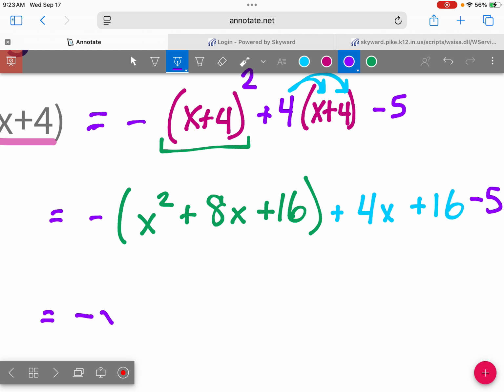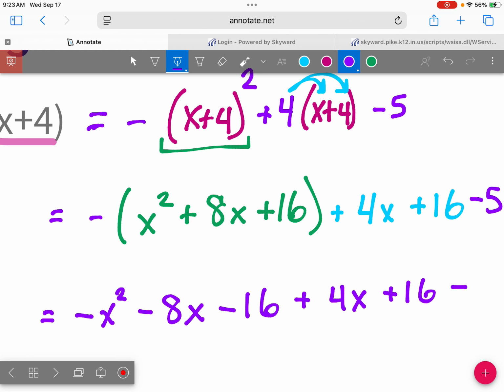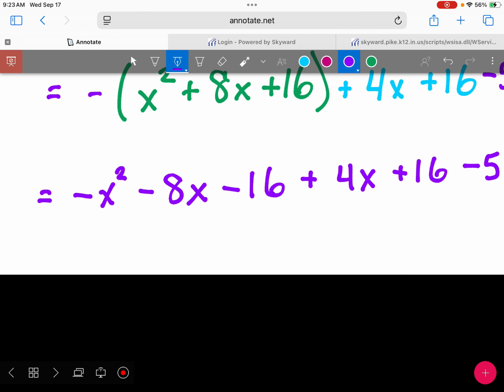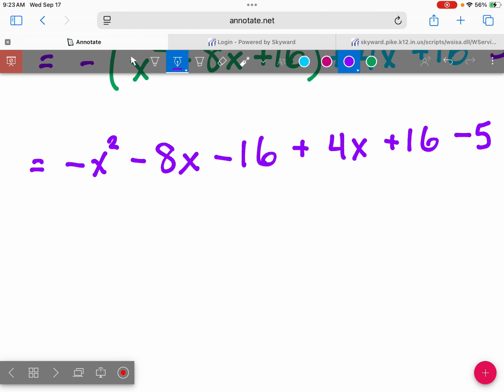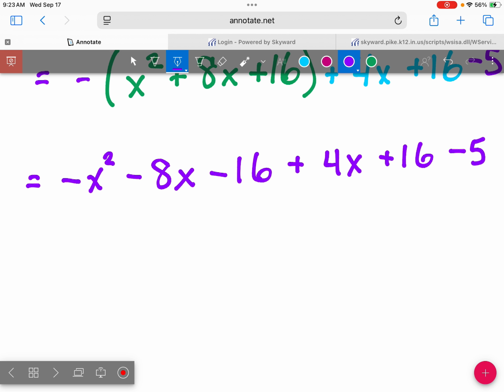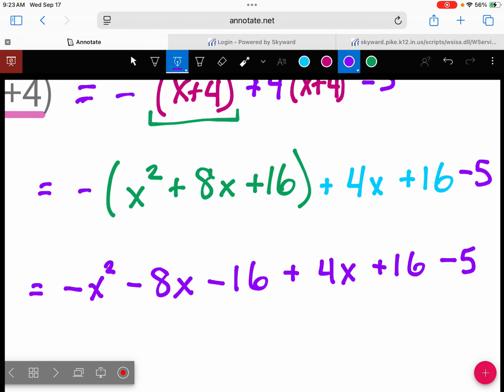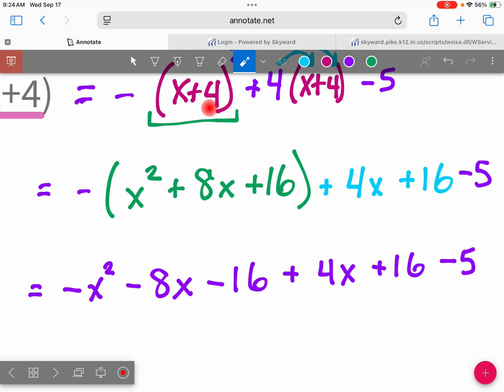So we have our minus x squared, minus 8x, minus 16, and then everybody else is just kind of hanging out, plus our 4x. I'm just going to put them both in here, plus our 16, minus 5. Oh, where the 8 came from? When we multiply this out, we get our x times x for x squared, 4 times x, and x times 4. That's where the 8x comes from. And then plus our 16.